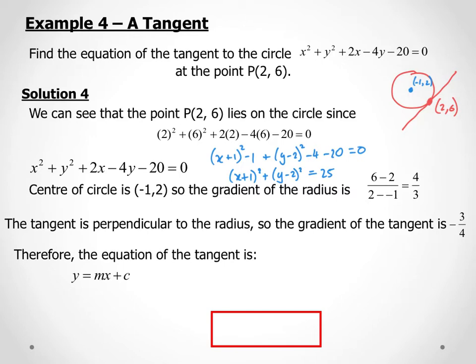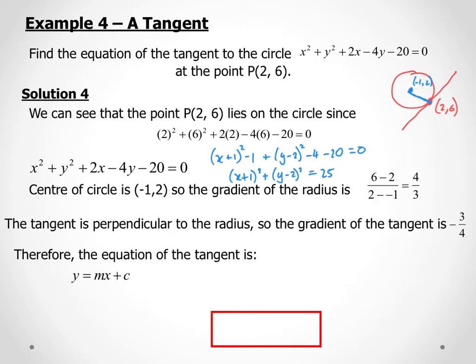But hopefully this gives you a wee idea. Because what we can now do is find this radius here. And I want to use that radius to find the gradient of the radius. I want to use these coordinates to find the gradient. And so the gradient is the rise, the difference in y coordinates, so 6 take away 2, over the difference in x, 2 minus minus 1. And so our gradient there is 4/3. Now that's the gradient of the radius, and we'll come back to that later on.